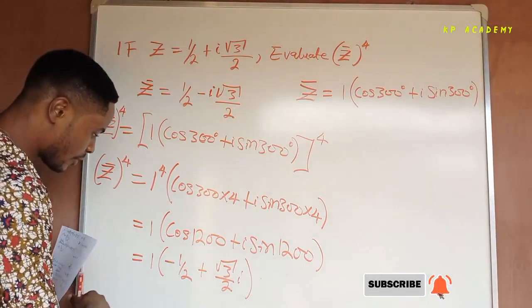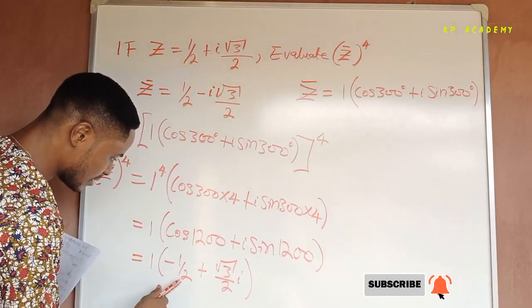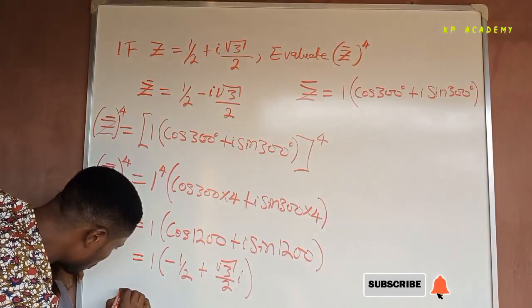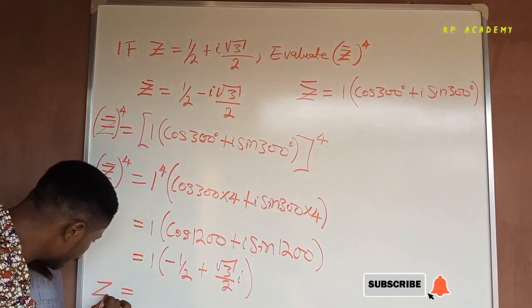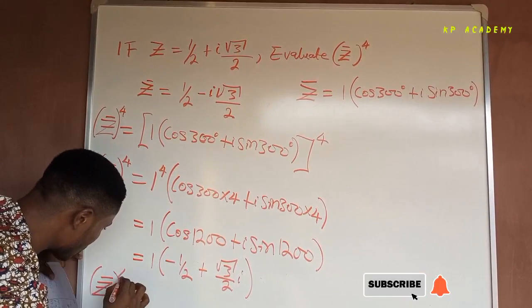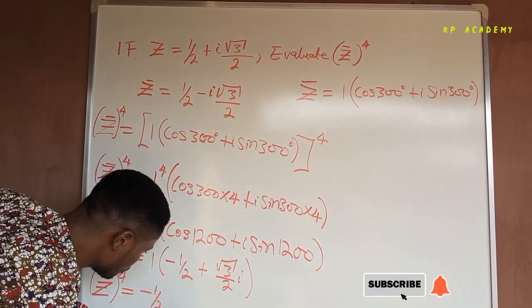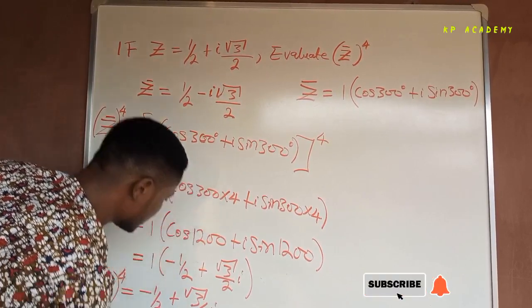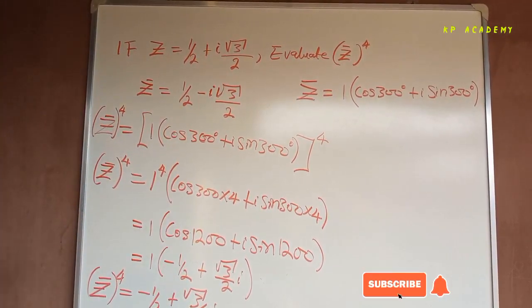Now, this is 1 out here, so if this 1 multiplies this, it's still this. So using this to open out the bracket, you find that z bar raised to power 4 is equal to minus 1 over 2 plus root 3 over 2 i. And that is the answer. Alright, so please do well to take down the notes.